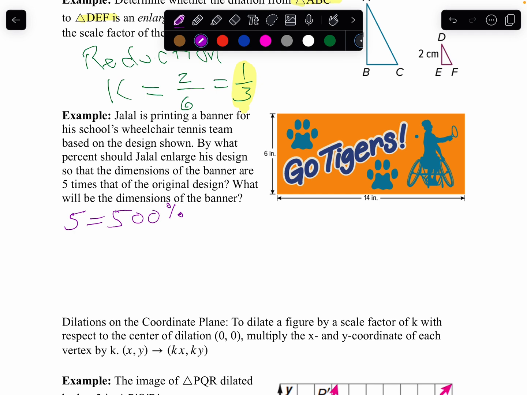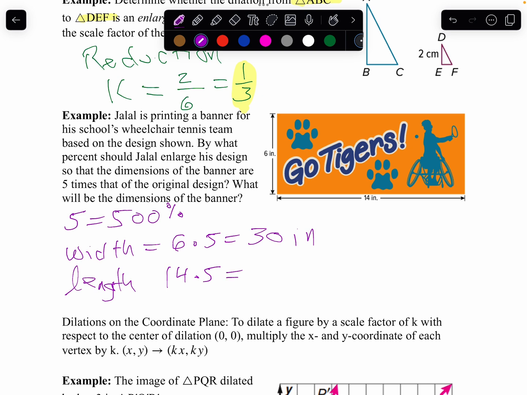And then to find those dimensions, I'm going to multiply by 5. To find the width, which is 6, I'm going to take 6 times 5. That'll be 30 inches. And then to find my length, I'll take my length, which is 14, times 5, and I'll get 70 inches. So length times width gives me 30 inches by 70 inches.